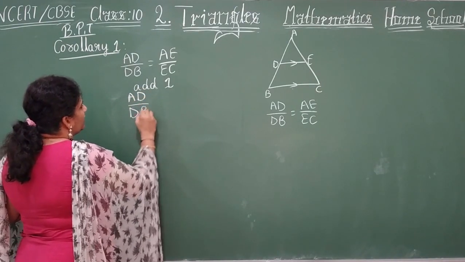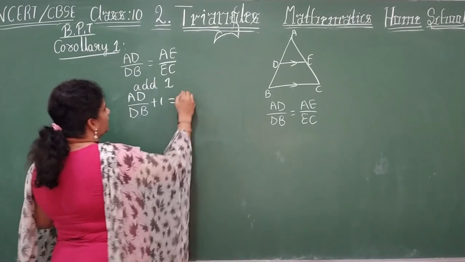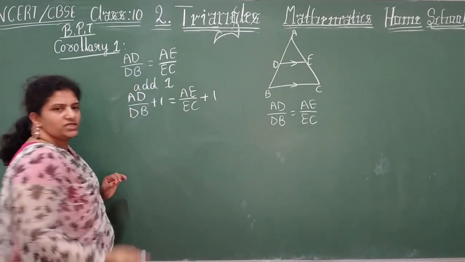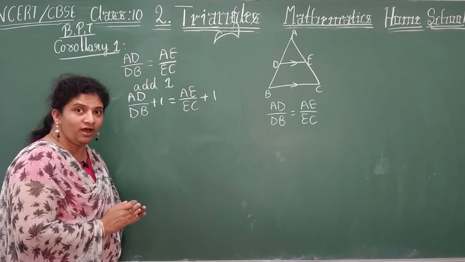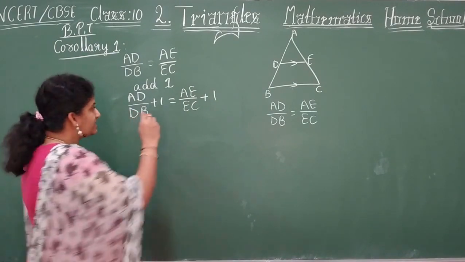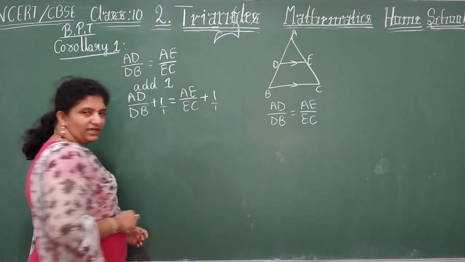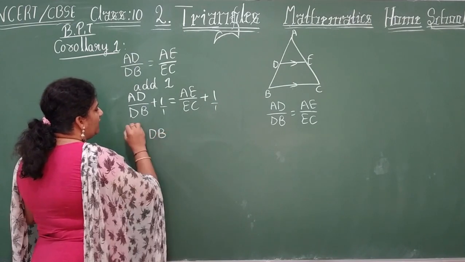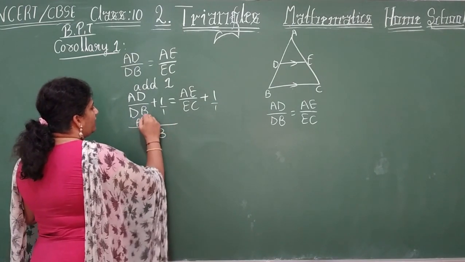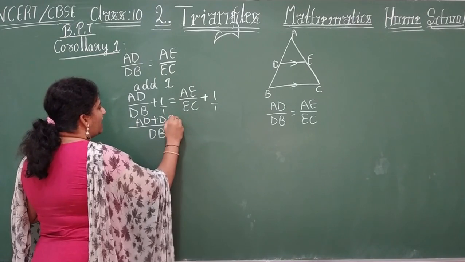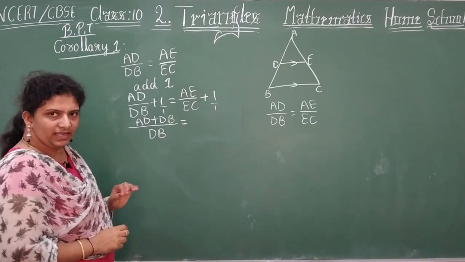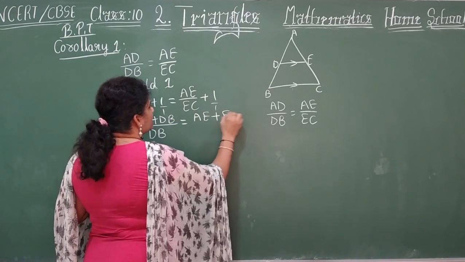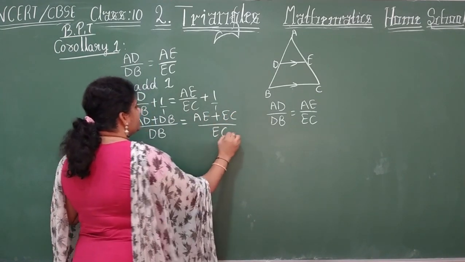AD by DB plus 1 is equal to AE by EC plus 1. So observe here, children, we need to do the LCM. Do you remember LCM? By 1, like this you are going to say. So now do the LCM, your denominator will be DB. AD plus DB by DB is equal to, this side LCM, AE plus EC by EC.